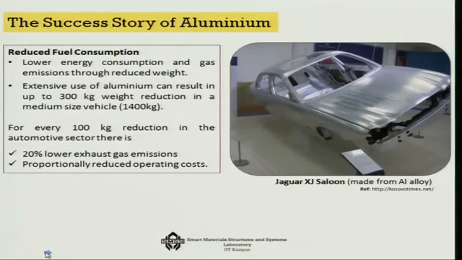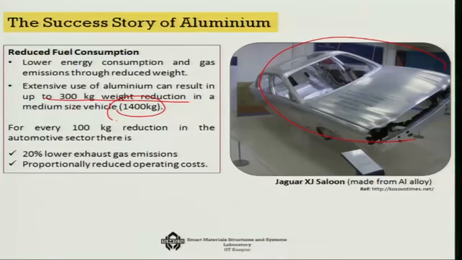Now, aluminum, one of the very important reasons why it became very popular is fuel consumption. There was a fuel crisis at one point of time and also huge pollution. In order to reduce that in Europe, they had to come up with transport solutions based on lighter materials. And there it was found that if you can replace the car body by aluminum, you can save something like 300 kg weight reduction in a medium sized vehicle of about 1400 kg.